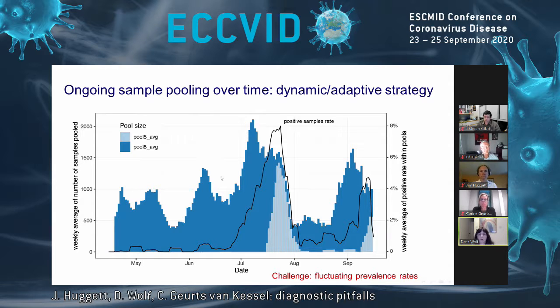In blue, you can see the distribution of numbers of samples tested in 8 sample pool. The black line demonstrates the positive sample rate. What you can see is that the positive sample rate really steeply increased in July, for example, and we had to employ adaptation to maintain our efficiency. So we switched to 5 sample pooling, here shown in the light blue. Since then, we have used this alternating, adaptive, dynamic pooling approach to maintain our efficacy.